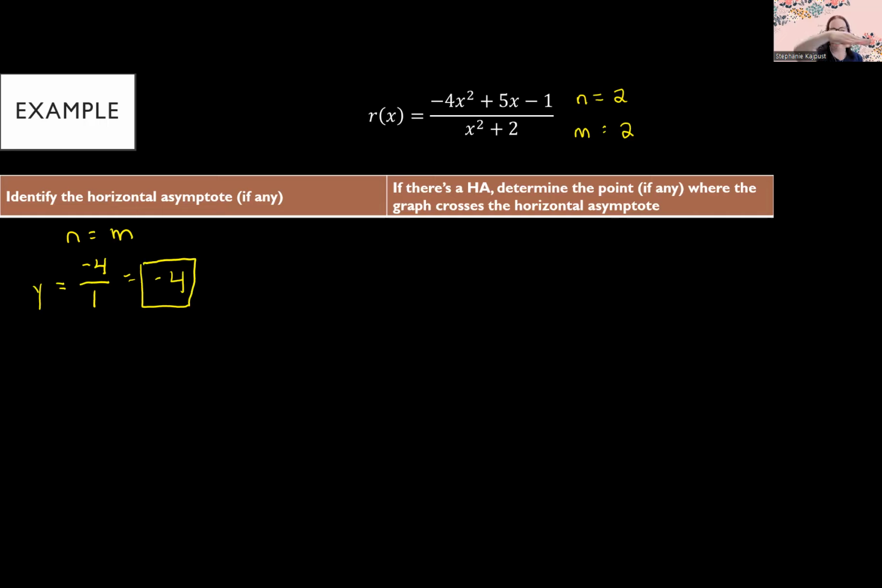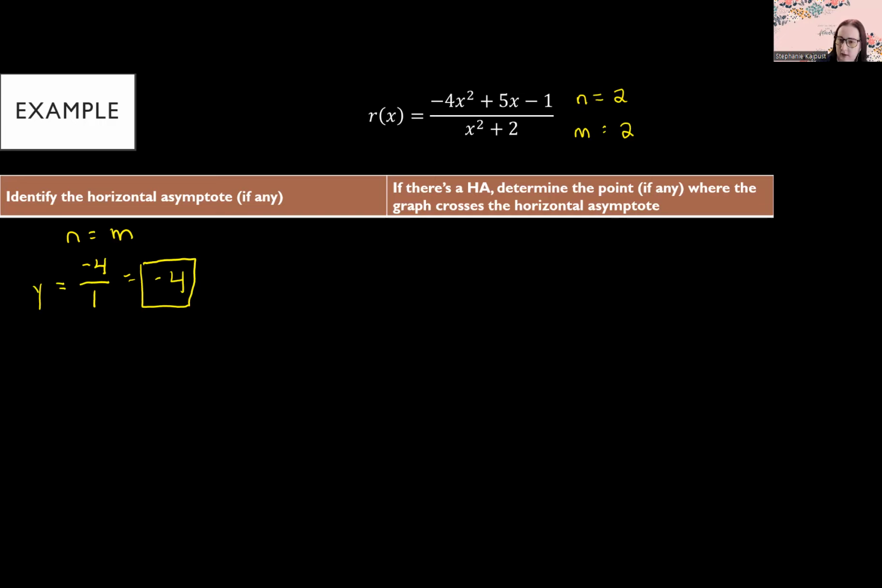So our horizontal asymptote is at -4. At y equals -4, it's going to look like it's going straight. So when the top is equal to the bottom, you're just looking at the numbers in front of those x squared terms, and that gives you your horizontal asymptote. So we do have a horizontal asymptote. Now we want to see, does our graph cross that point?